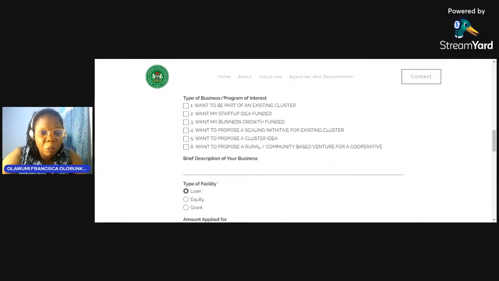It's possible you want to also implement together with them, you select number four. If you want to propose a cluster idea, you select. If you want to propose a rural community-based venture for a cooperative, you also select. Then a brief description of your business.